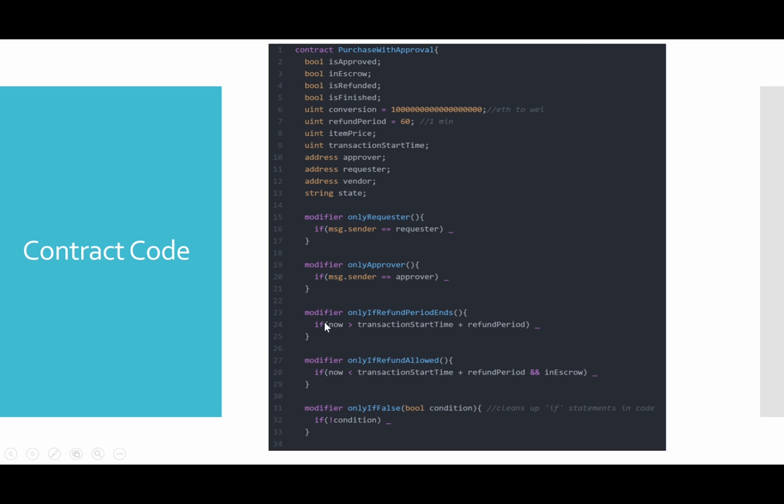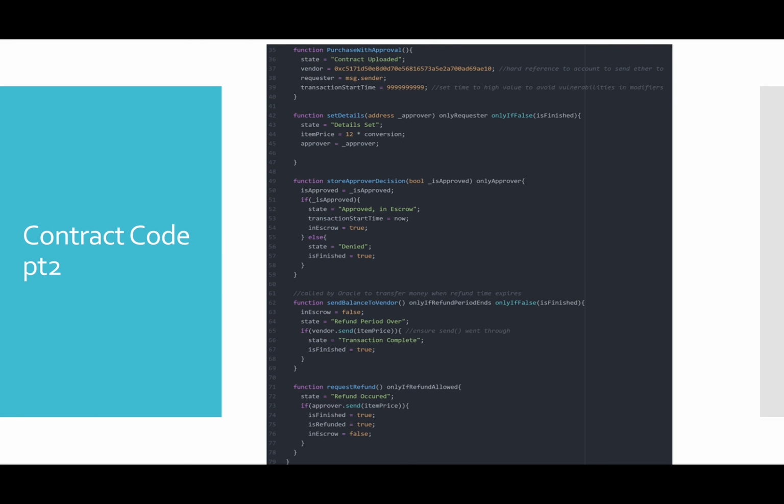To handle refunds, I have only if refund period ends, and what I do is I check the current time, which is a keyword now in Solidity, and check that it's greater than the start time and the refund period I defined, and so forth. You could have a look at this contract code on GitHub. I'll post it at the bottom. I want to just keep going.